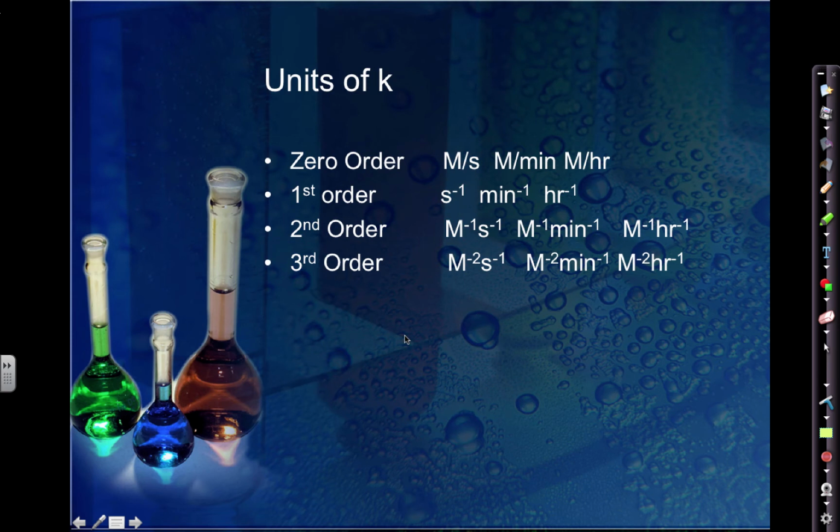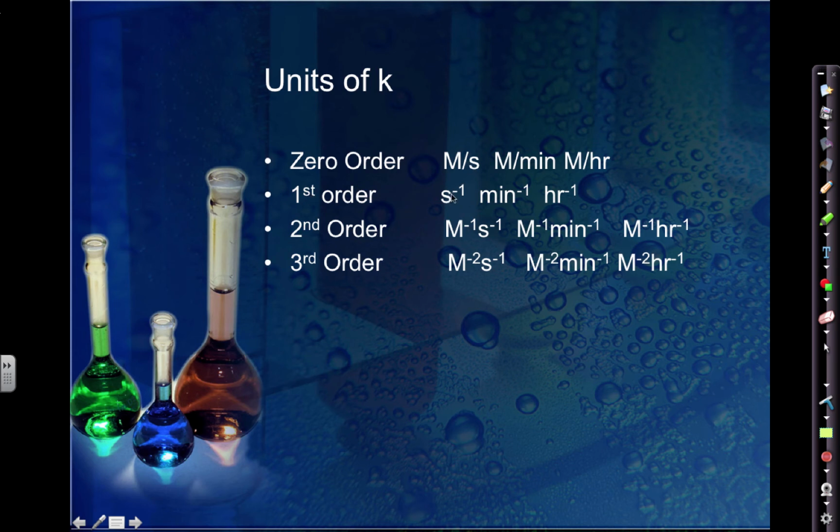All right, so the units of K, if you have a 0 order, it's going to be your molarity divided by your time unit. So it could be seconds, minutes, or hours, it depends. But it's always going to be molarity divided by the time unit.